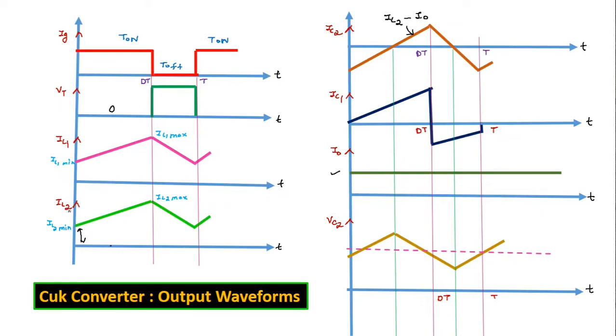So the inductor L2 current will also increase from IL2 minimum to IL2 maximum during the on period of the switch. Now we have discussed that this IC2 current will be equal to inductor 2 current IL2 minus load current I0. I0 is continuous and ripple free. So when we subtract this constant value from this IL2 waveform, then we will get this type of waveform when this load current is subtracted from this IL2 current.